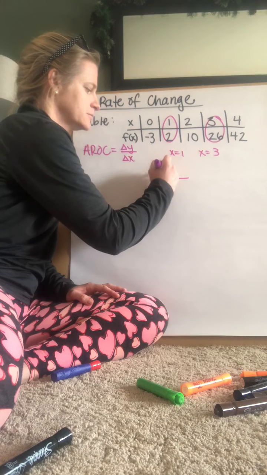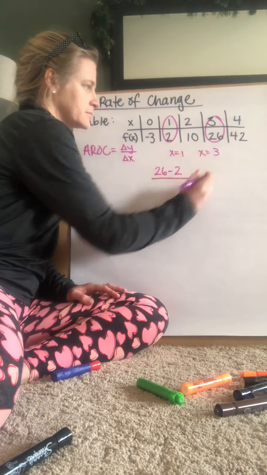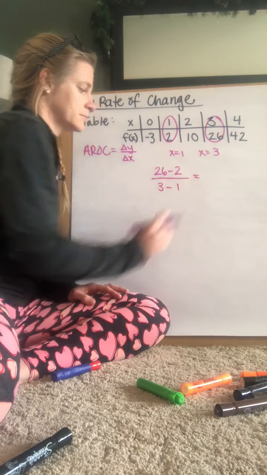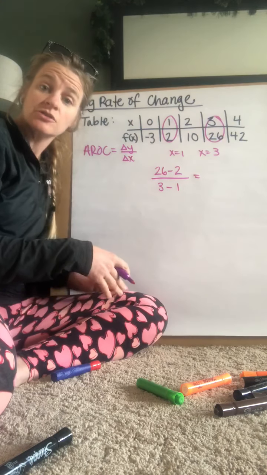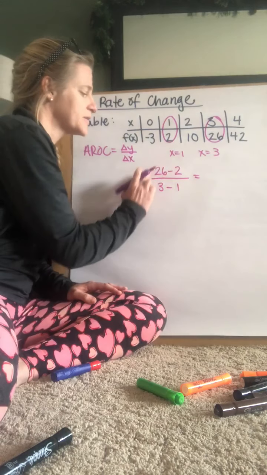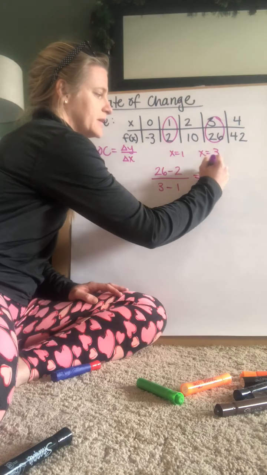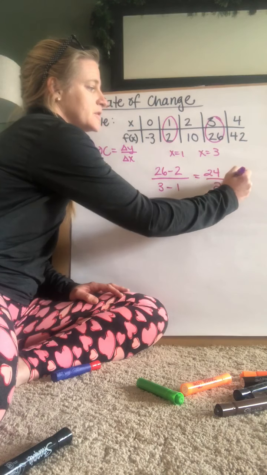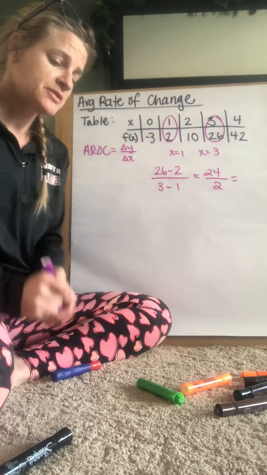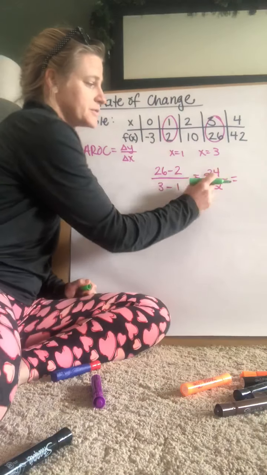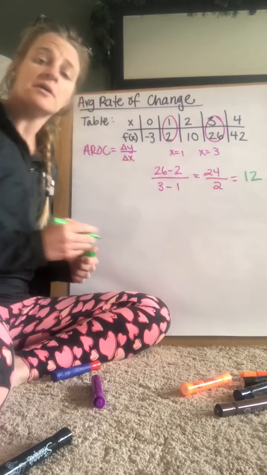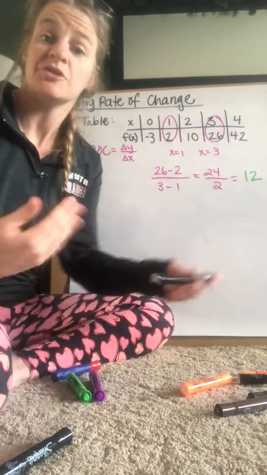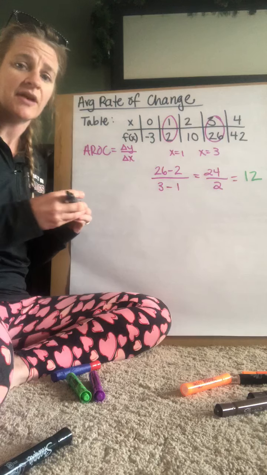26 minus 2, and then 3 minus 1. So I have to find the rate of change between those two values. 26 minus 2 is 24. 3 minus 1 is 2. So my average rate of change between those two values is 12. 24 divided by 2 is 12. You're taking the change in the y values over the change in the x values.